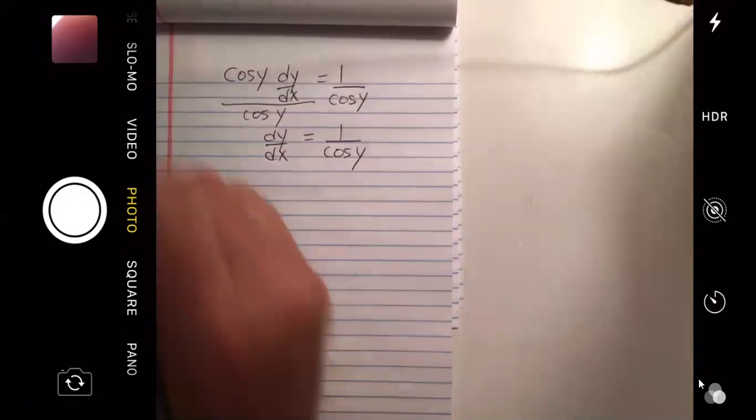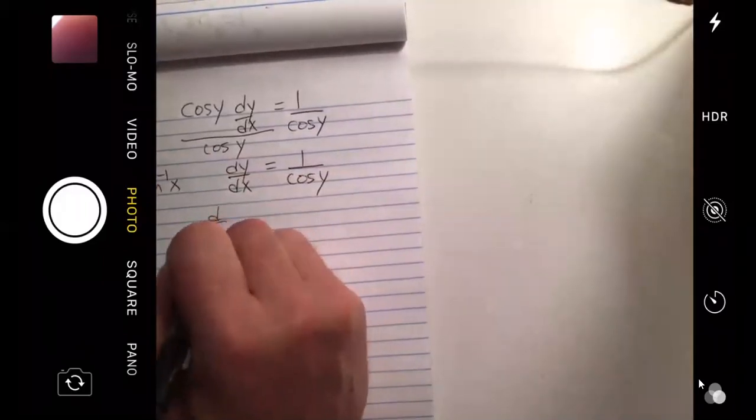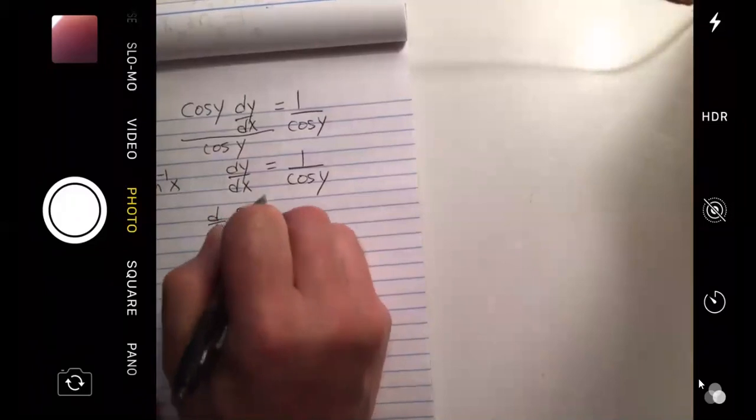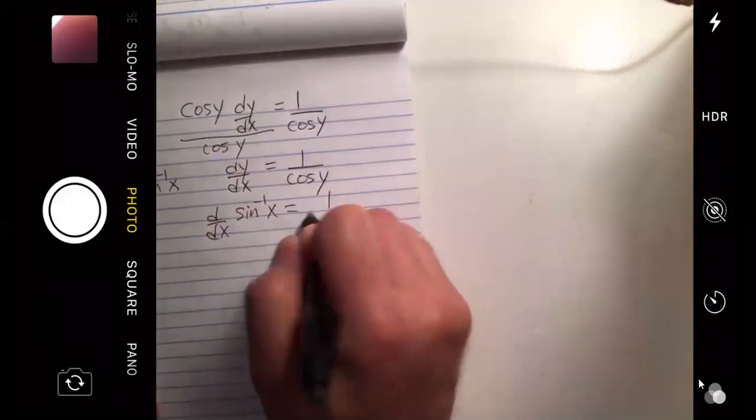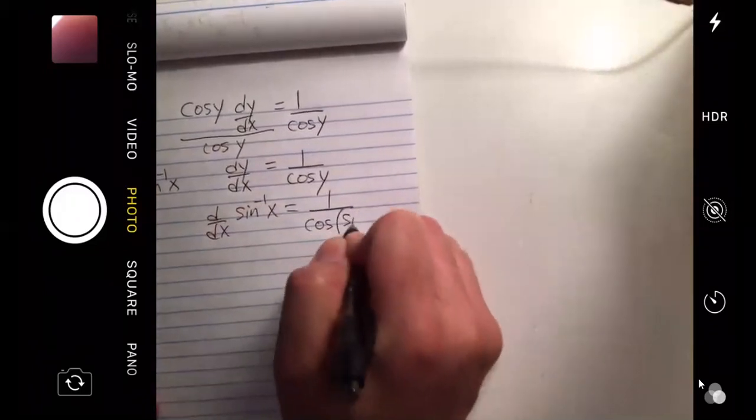Okay. If you remember from the beginning, y was arc sine x. So d dx of arc sine x is 1 over cosine of arc sine x.